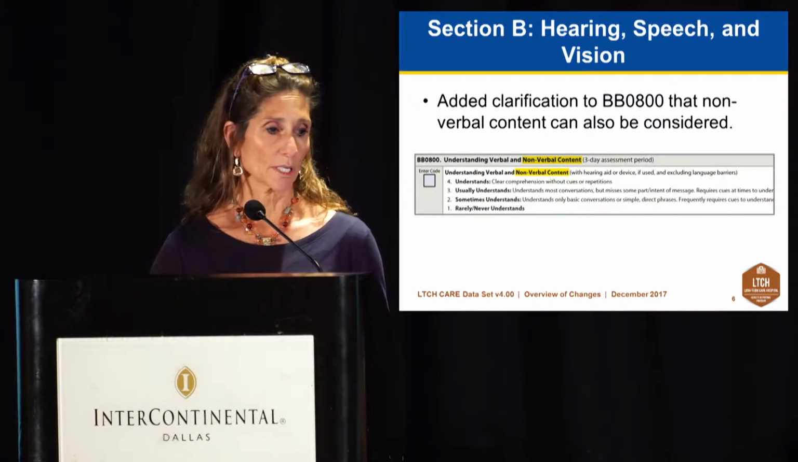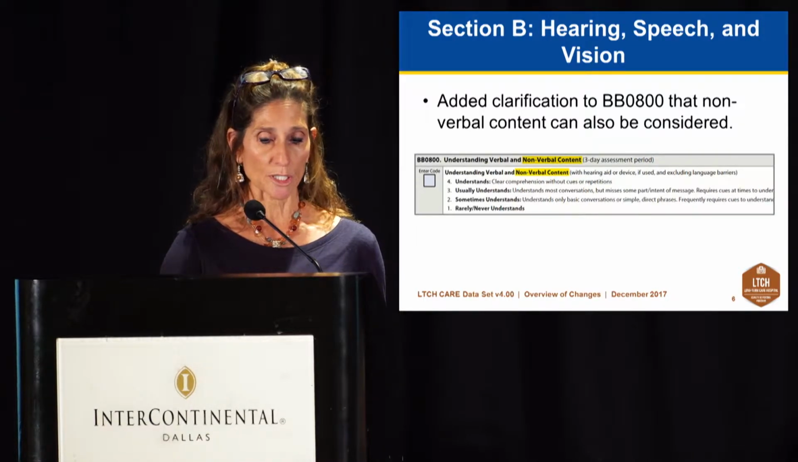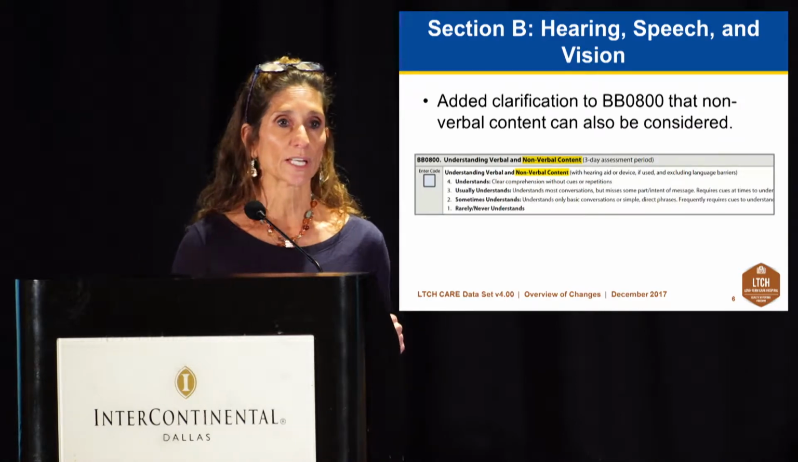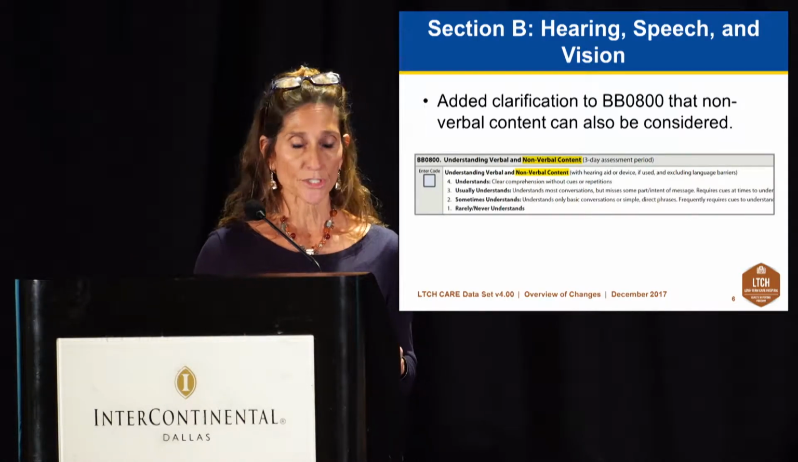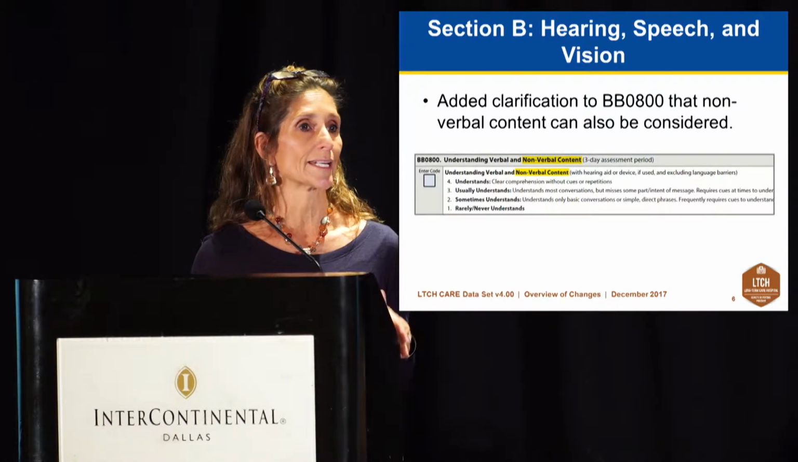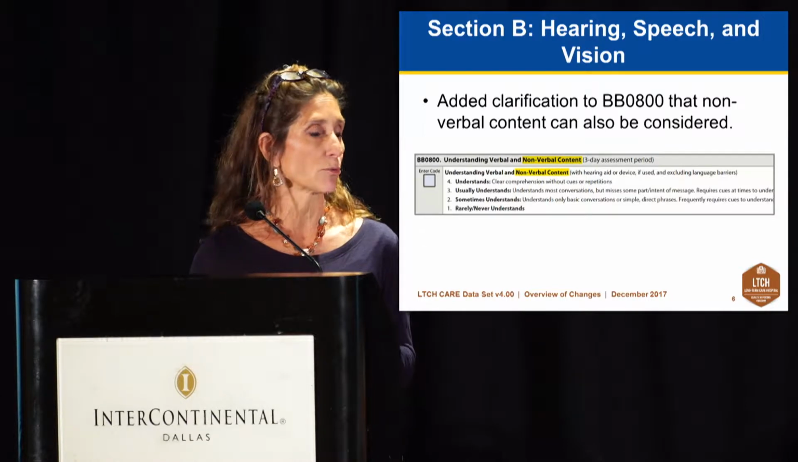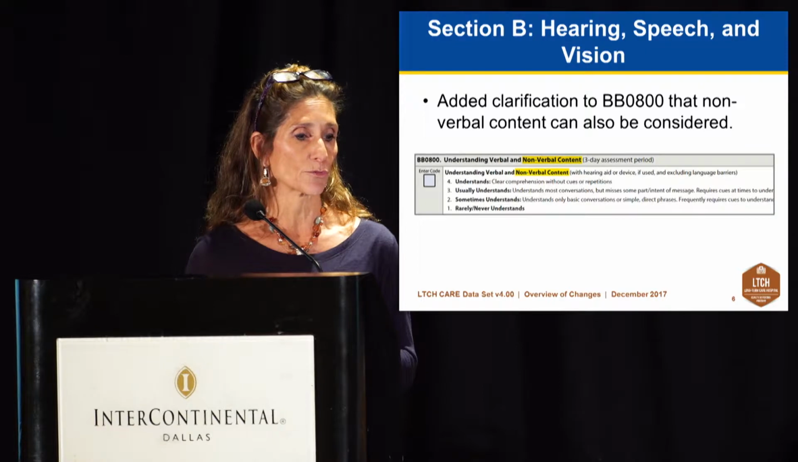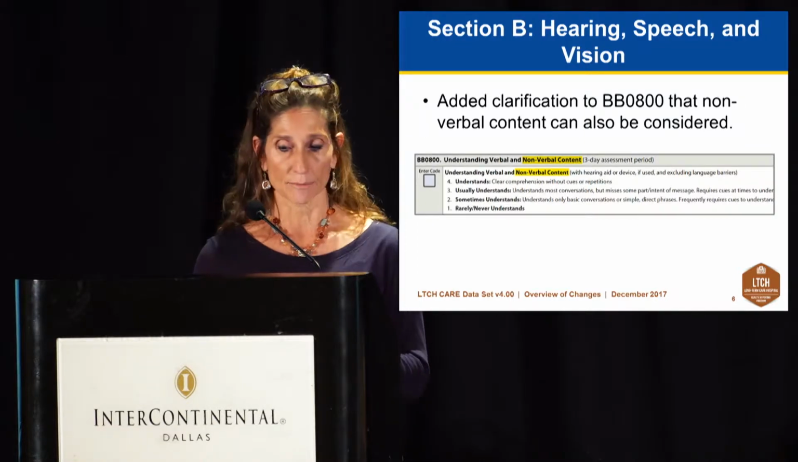Section B is our hearing, speech, and vision, and there's only one change, which is a clarification. When we have understanding verbal content, we're now adding nonverbal language to that. So in B0800, you'll see that it says verbal and now nonverbal content.